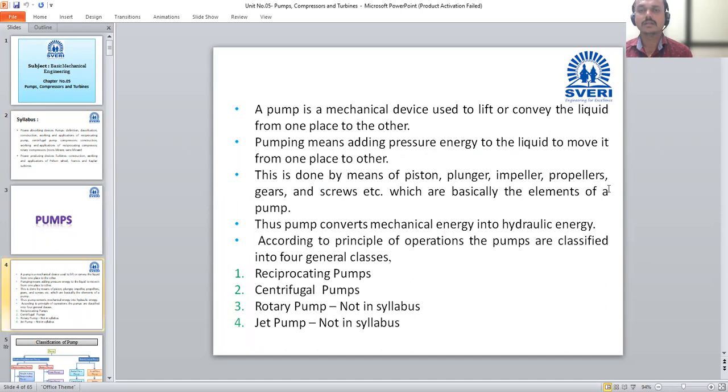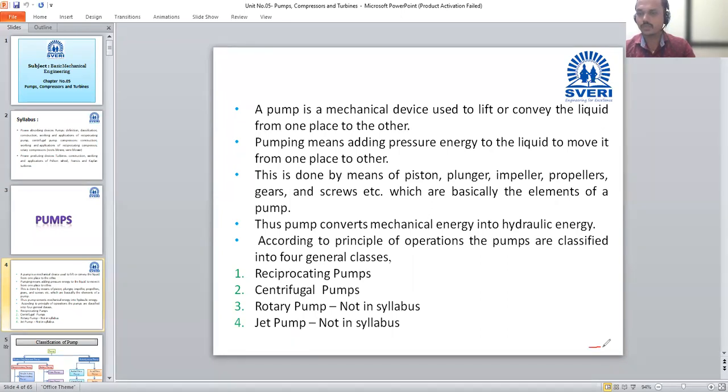A pump is a mechanical device. What is meant by pump? A pump is a mechanical device used to lift or convey liquid from one place to the other. It means the pumps are working to lift the water from its lower level to its higher level.